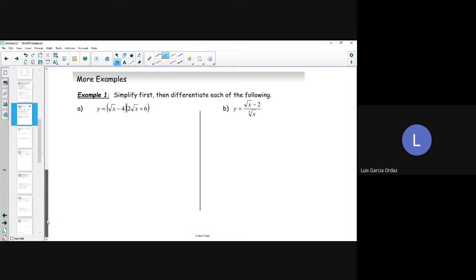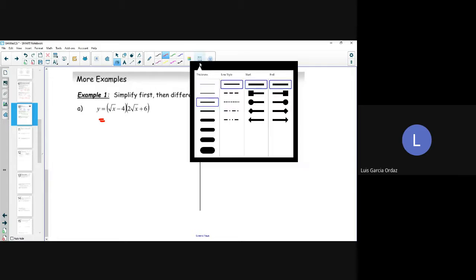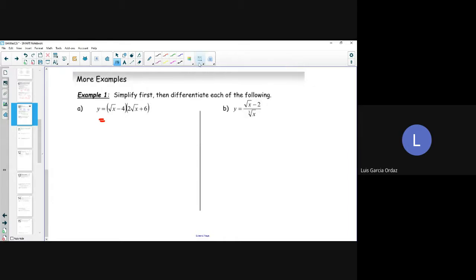So now I'm going to expand and simplify. If I expand this, I get 2x minus 8 root x plus 6 root x minus 24, which simplifies to 2x minus 2 root x minus 24. Or, because we don't like roots, 2x minus 2x to the power of 1/2 minus 24.